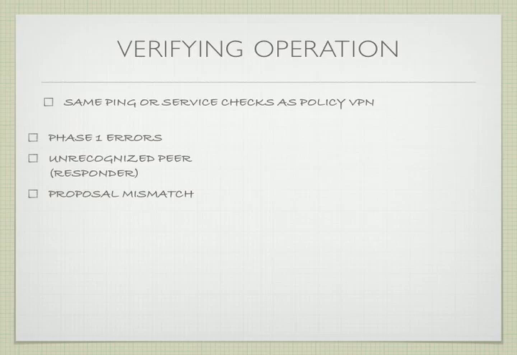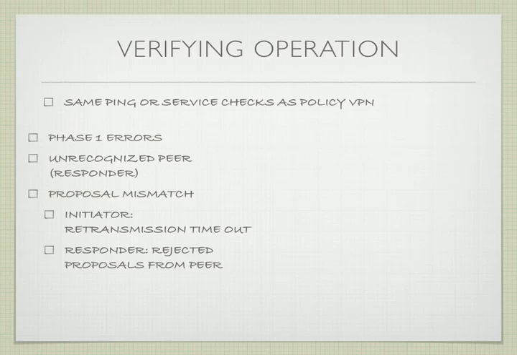Does it have an unrecognized peer, which means the gateway IP address is not correctly configured? Is there a proposal mismatch? Are one of these parameters for the Diffie-Hellman group or the security mismatching? If the initiator gets a transmission timeout, that's the usual message we see in the event log for this. If the responder says rejected the proposal, that means we got to go look at that proposal configuration in phase 1 and make sure that all the elements are the same.